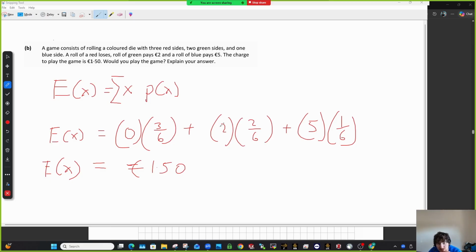Because these numbers here, the 0, the 2, and the 5 had units of euros. The probabilities are unitless. So 1.50. And if it costs €1.50 to play the game, this is what you would call a fair game. If the cost to play the game is equal to the expected value of the game, we call that a fair game, okay? And so that's what the examiner is expecting you to explain here.